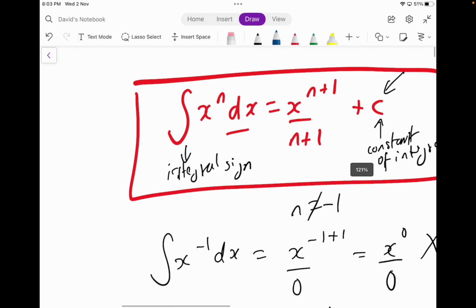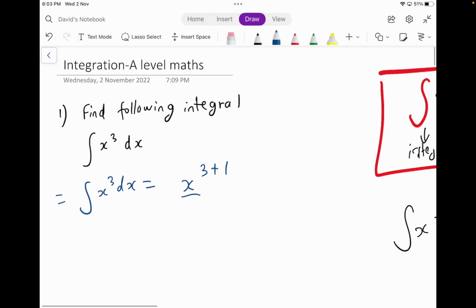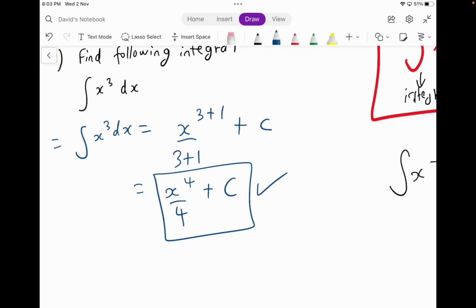If you look above, you have n plus 1 divided by your new power, which is going to be 3 plus 1. That's going to be 4 if we do the equation. And also add a positive c. That is the constant of integration. It could be any value. So your final answer should look like x raised to the power 4 divided by 4 plus c. This is going to be your final integration form in this case, okay? That's your answer for the integration of x raised to the power 3.